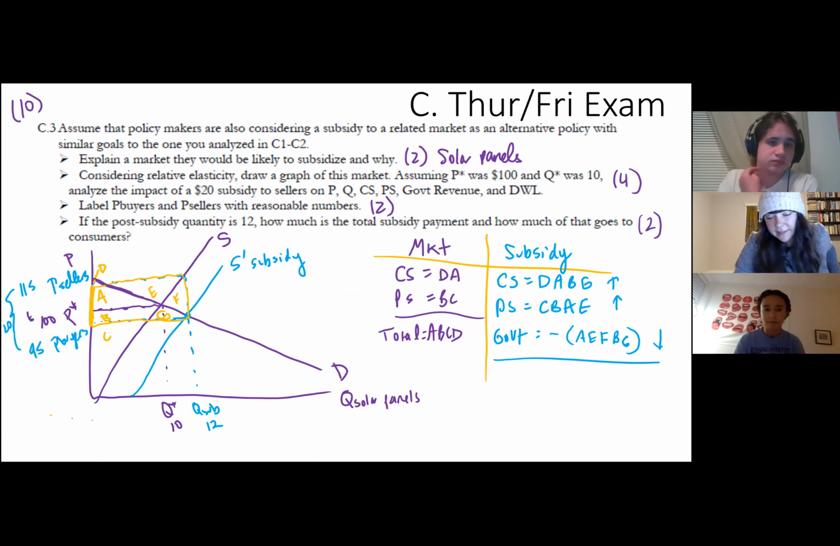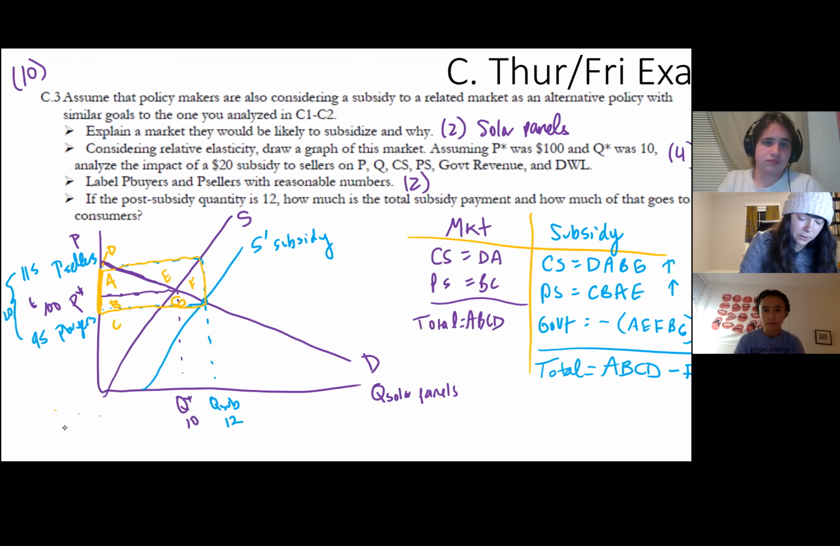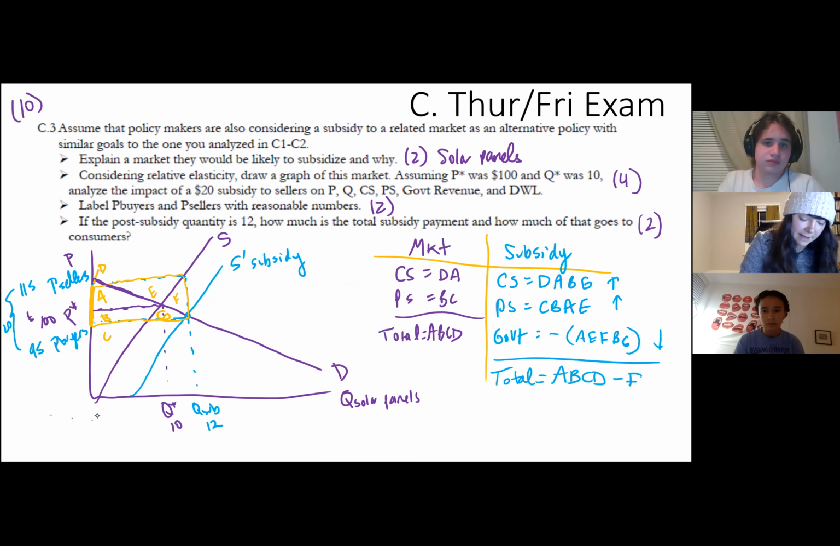We're going to add some letters and we'll get to a total of A, B, C, D minus F. That means the deadweight loss, which is the difference in totals, is F. The well-being that we have at the market that we don't have after the subsidy, we have to subtract off F. So the deadweight loss caused by the policy is F.